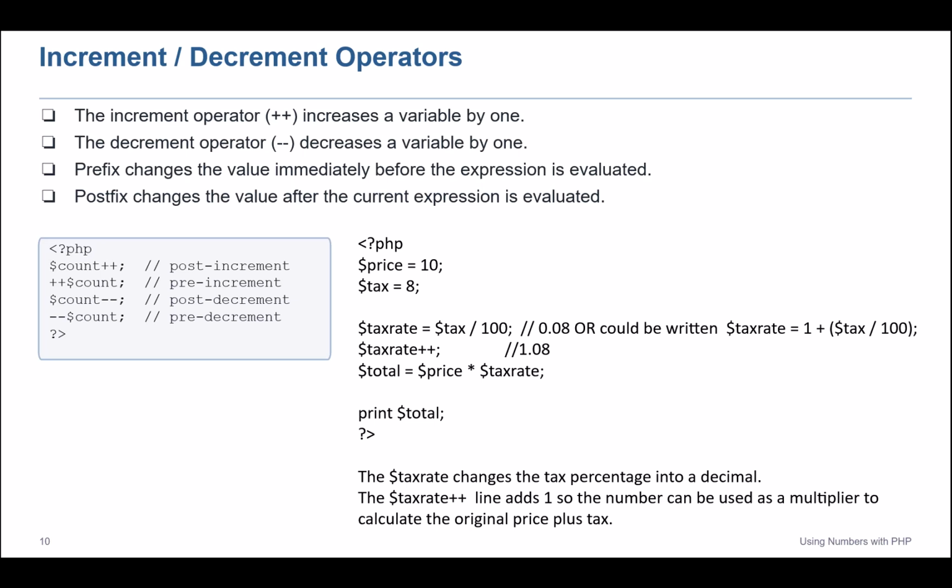Then this line adds 1 to the tax rate, which is the variable tax rate plus plus. That number can now be used to calculate the total price with tax. The first line changes the tax percentage into a decimal. The second line adds 1 so the number can be used as a multiplier to calculate the original price plus tax.